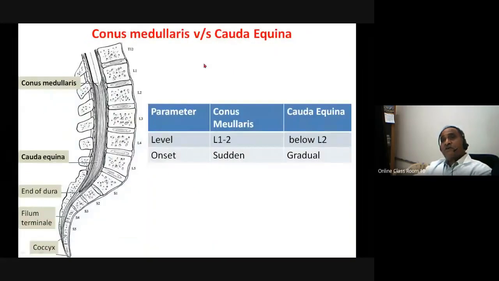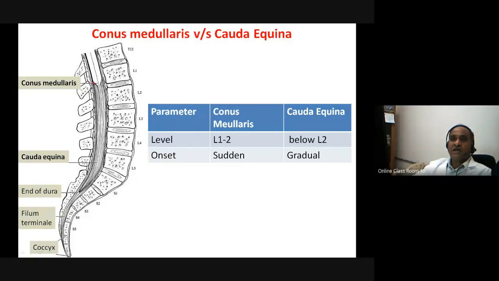Next we go to other conditions, that is the conus medullaris and the cauda equina. Just before that, anatomically, you just see that this is the end or the termination of the spinal cord, like a pencil. It's coming like a sharpened pencil. So this cone is the conus medullaris. This end part is the conus medullaris. This will be happening between the L1 and L2 segment. You just see that.